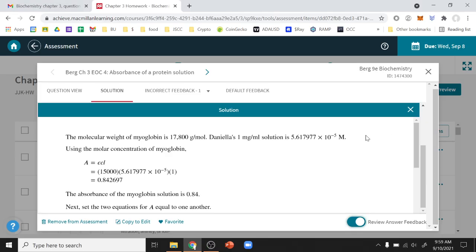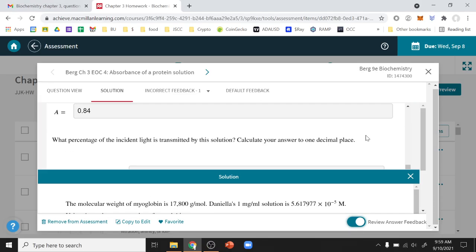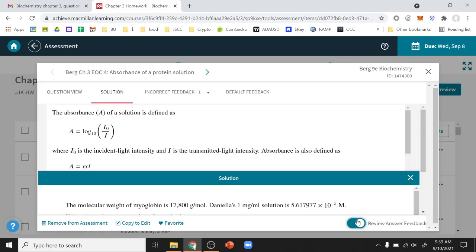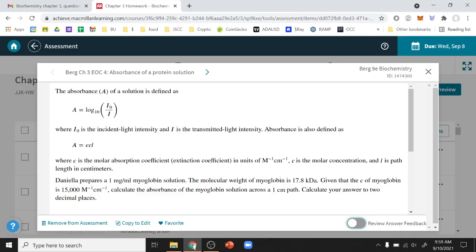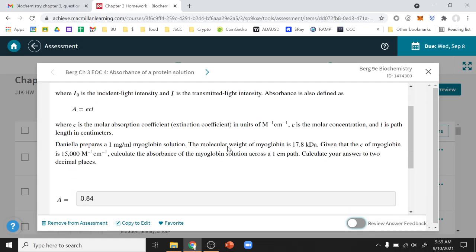Answering this biochemistry question here. So there we go. Right here we have some definitions and some equations given to us.